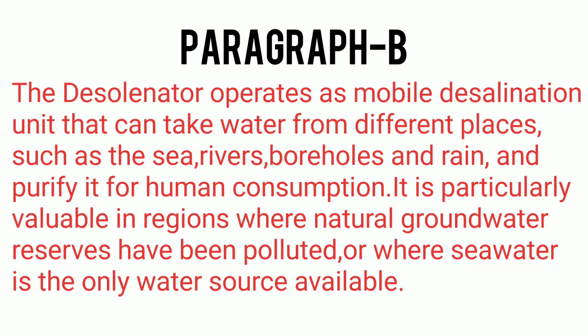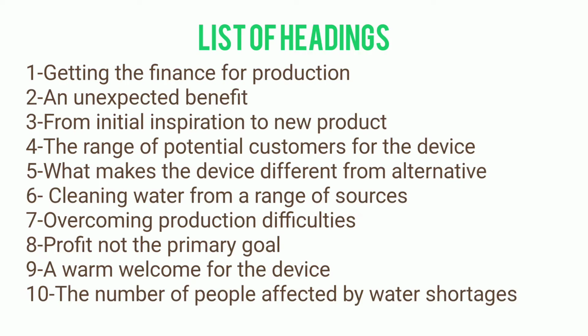Okay, let us move to paragraph number B. Here it says the desalinator operates as a mobile desalination unit that can take water from different places such as sea, rivers, boreholes and rain and purify it for human consumption. So the first sentence is saying that this device is taking water from different places. Let us see the headings. And if you see, the first heading says getting the finance for production.